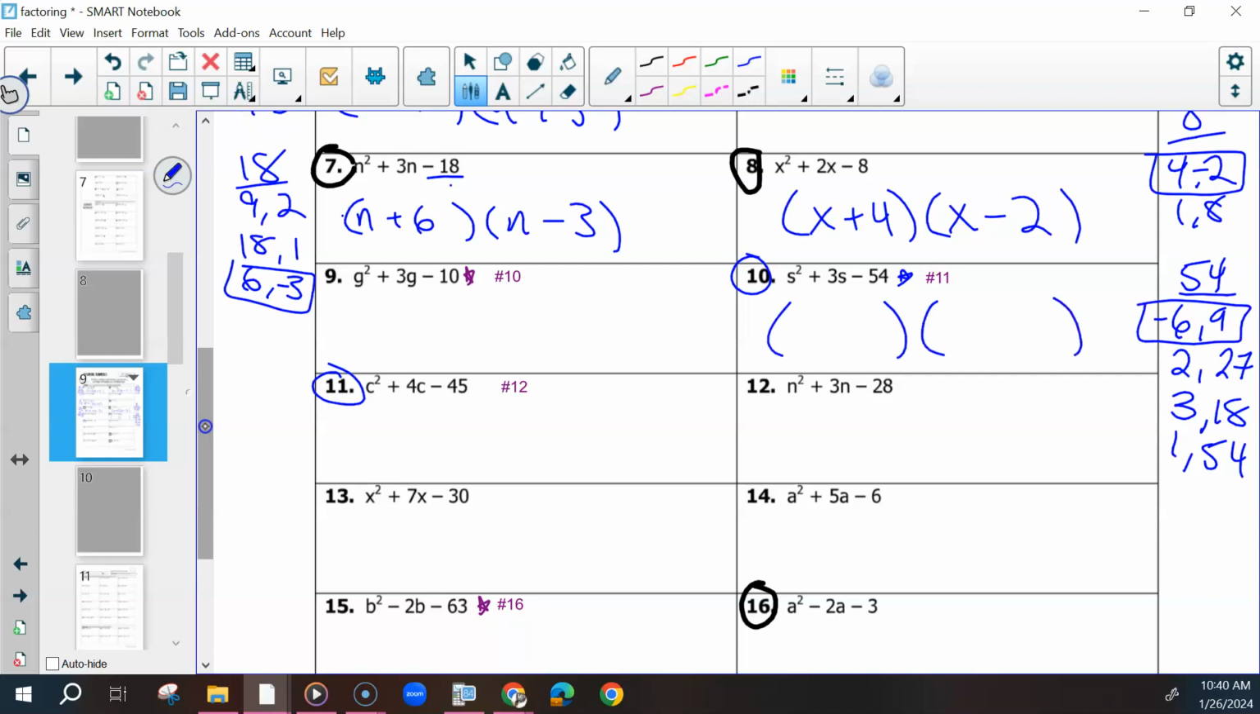So then our two factors would be s minus 6 and s plus 9. So if the second number is negative, one of your terms is going to be negative, and it's usually the smaller one.